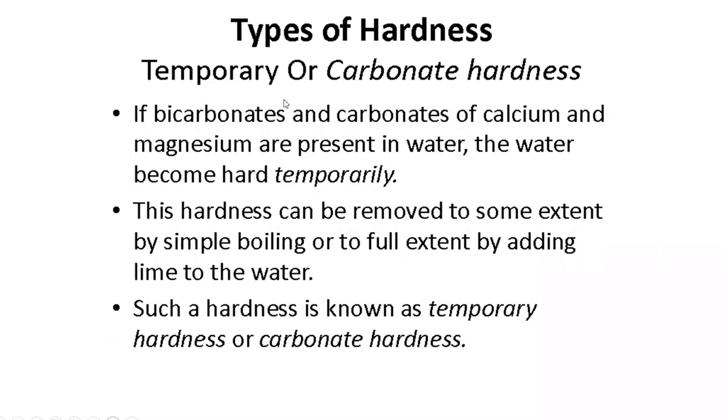In types of hardness, there are two types. One is temporary or carbonate hardness. If bicarbonates and carbonates of calcium and magnesium are present in water, the water becomes hard temporarily. This hardness can be removed to some extent, not fully, by simple boiling, or to full extent by adding lime to the water. Such a hardness is known as temporary hardness or carbonate hardness.